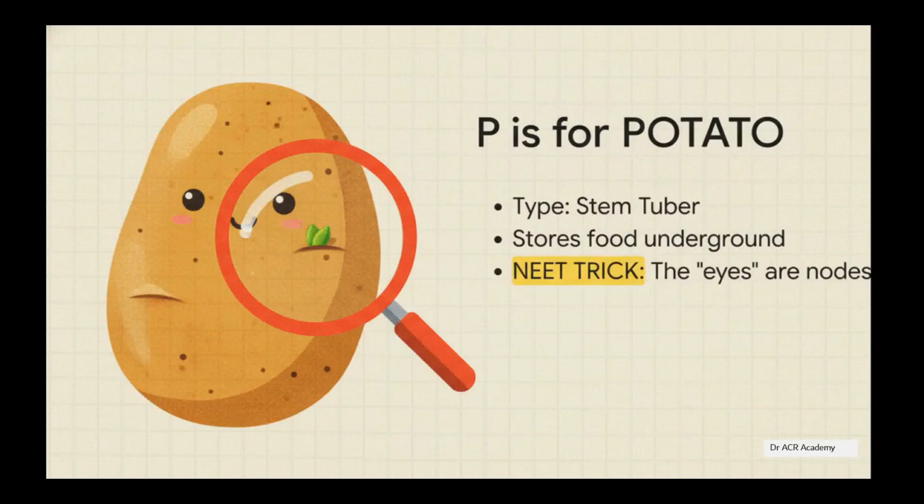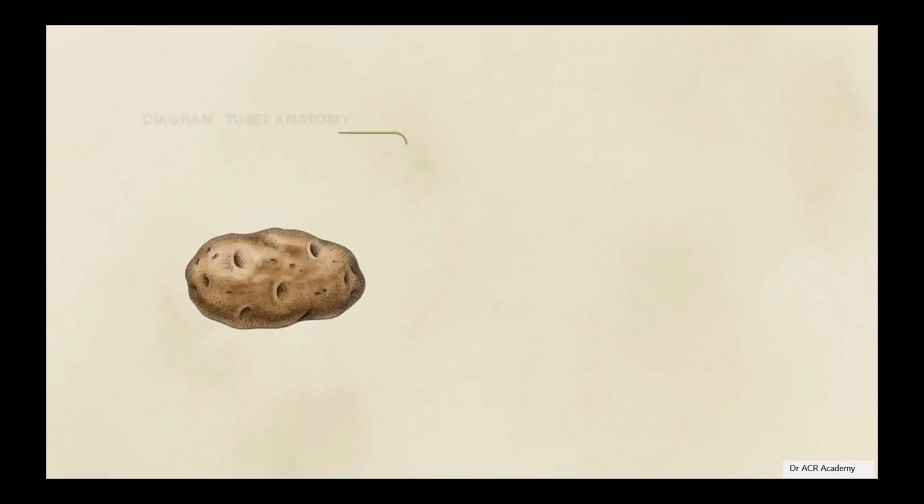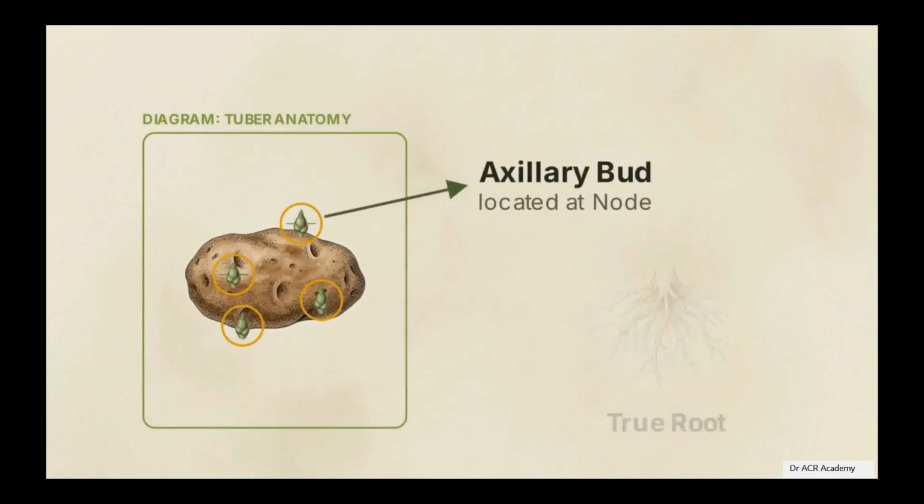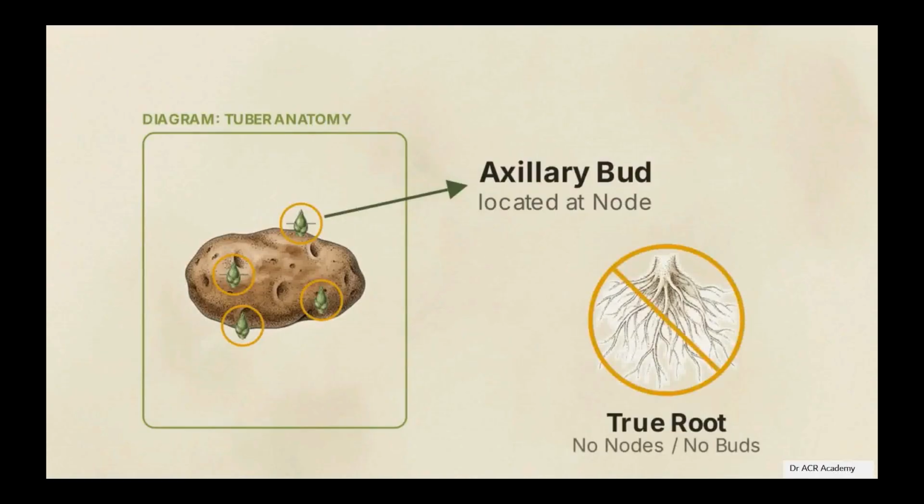First up, P for potato. This is what we call a stem tuber. Now, the absolute key exam trick here is to understand those little eyes on a potato. They're not just random spots, they are actually nodes with axillary buds. That is the smoking gun, the definitive proof that a potato is a modified stem and not a root. They love asking about that, so lock it in.